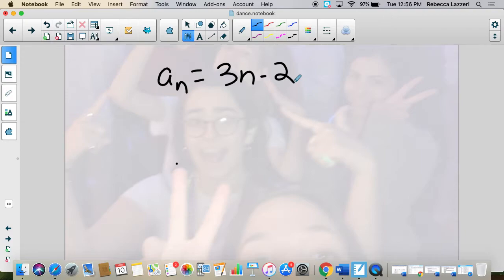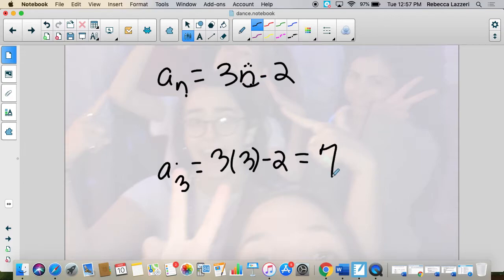So let's find the third term, just for argument's sake. This is telling me what's the number of the term. If I have a sub 3, do you see a 3 goes right here? So I get 3 times 3, like where it is in the sequence. That's me telling you where it is in the sequence. So I get 7.